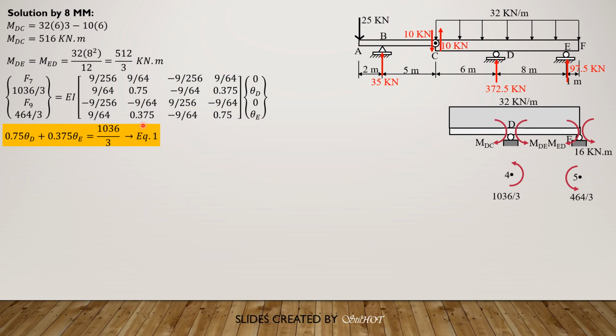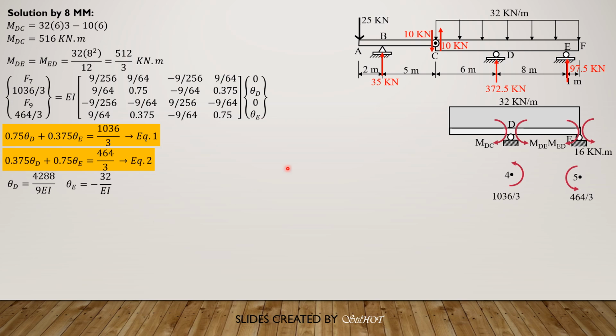Then the other equation is 0.375 of theta D plus 0.75 of theta E equals 464 over 3. So solving these two equations simultaneously, we get theta D equals 4288 over 9 EI, and theta E is equal to negative 32 over EI. So these are the correct sign conventions. It means this is counterclockwise and this is clockwise rotation.